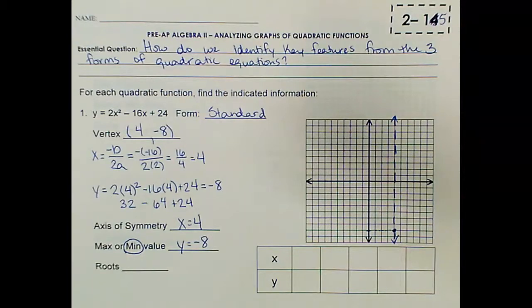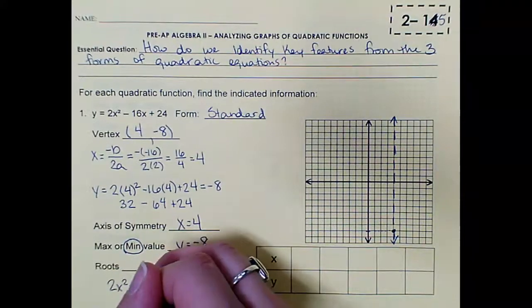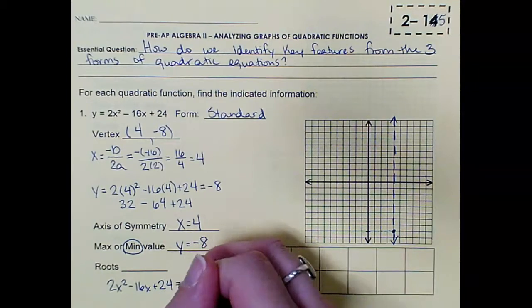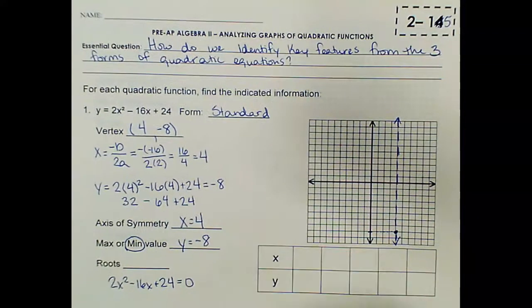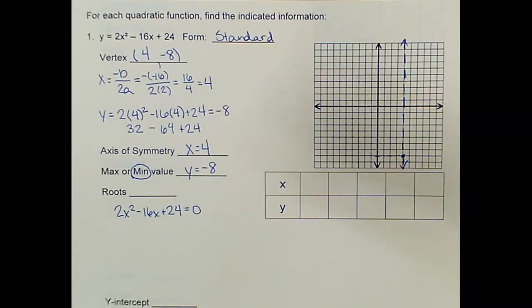And then I need to find the roots. If you look at your notes from yesterday, we have a little bit of information about the roots underneath the graph from yesterday. And what we did is we took that equation, 2x squared minus 16x plus 24, and instead of equaling y, we made it equal to 0. And we factored. That's exactly what we did. We factored. So I can take out a GCF of 2.